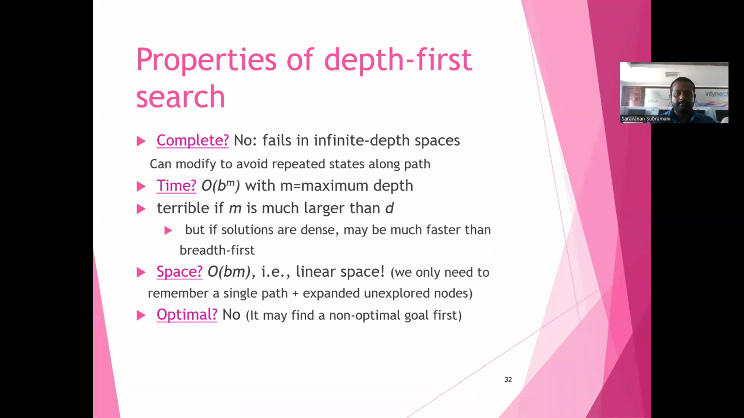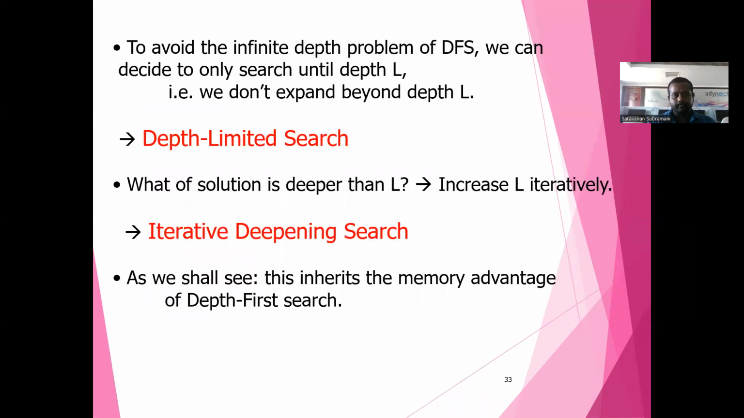According to the properties of depth first search, completeness is no, it fails in infinite depth spaces. If the depth is large, it gets stuck. The time taken is of the order of b to the power m, with m equal to the maximum depth, and the space is of the order of b times m. So that is linear space. We only need to remember a single path plus the expanded unexplored nodes. Is it optimal or not? No, it is not optimal. When the node depth increases, it automatically gets stuck.